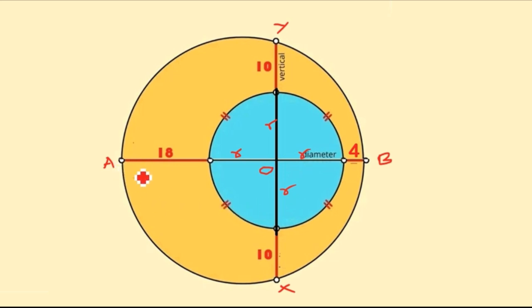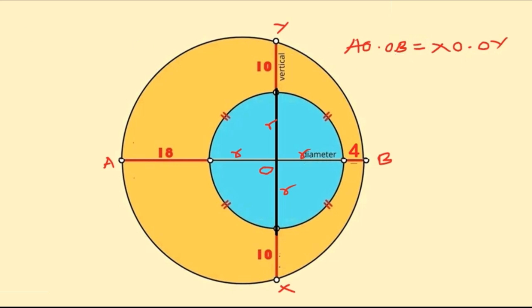The distance from A to O times the distance from O to B is equal to the distance from X to O times O to Y. That is the relationship between two intersecting chords. You can see the two chords intersect at point O, and point O is in the middle in each case.